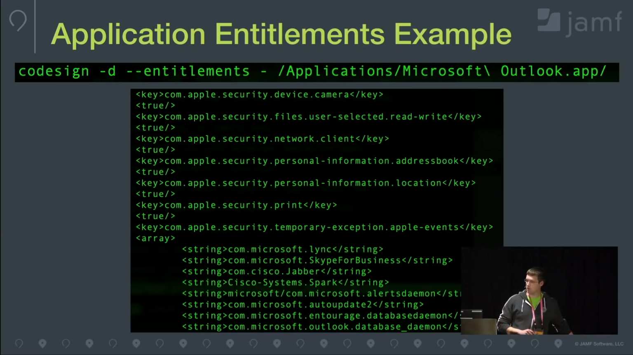and here's an example of Outlook. In here we can see that Outlook needs access to location and address book, but it also has Apple events and lists out all of the bundle IDs for the Apple events. One thing to note is that if it's signed by the same developer, you don't actually have to declare that Apple event. It automatically is granted access.